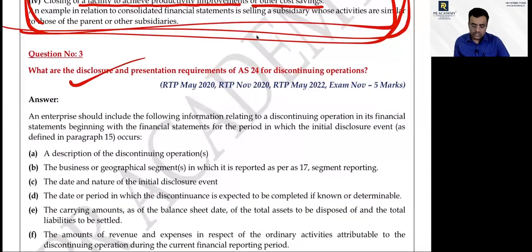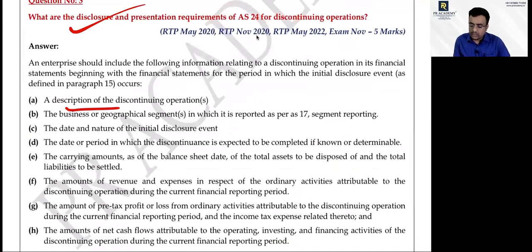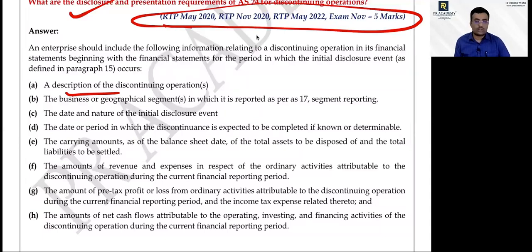Presentation, I told you, which unit they describe. This is a theory question, but multiple times it has appeared in the RTP. So just go through it three or four times, then you will understand. Is it clear?